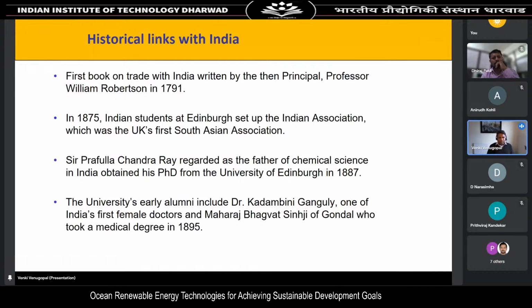Let's look at the links with India. The first book on trade with India was written by the then Edinburgh University principal, Professor William Robertson, in 1791. In 1875, Indian students at Edinburgh set up the first Indian association in the UK, which is the first South Asian association. And Sir Prafulla Chandra Roy, regarded as one of the fathers of chemical sciences in India, studied and got his PhD from Edinburgh University in 1887.